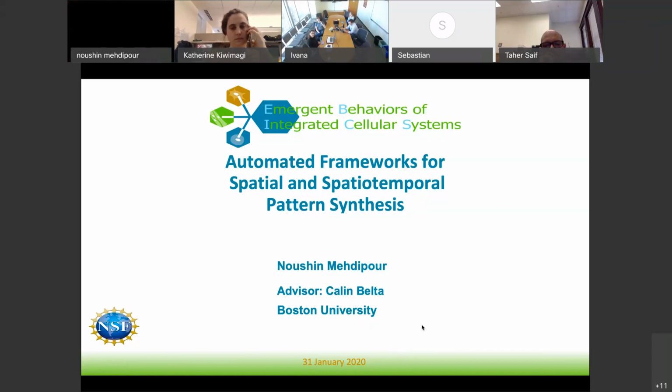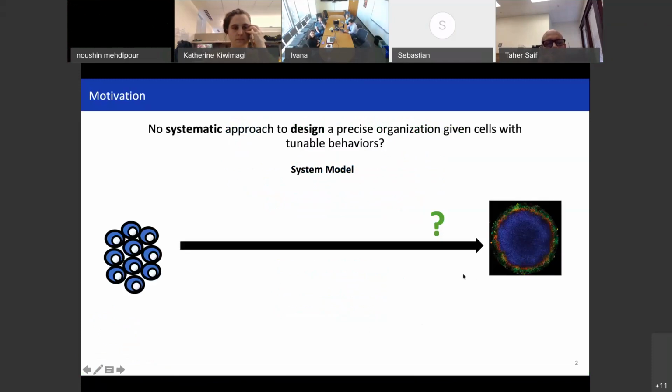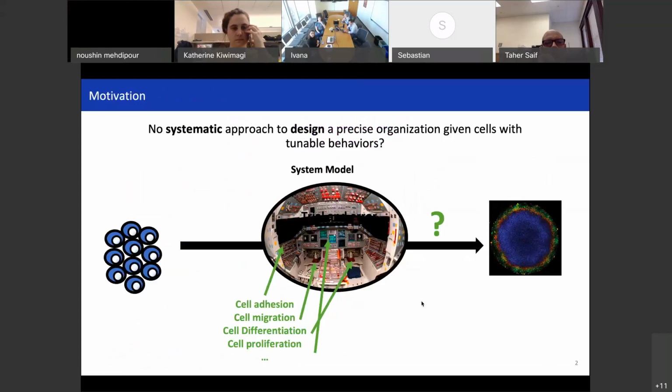I guess our work is kind of different, but also at the same time related to what other people are doing. We are more involved in providing automated frameworks for designing spatial or spatial temporal patterns. Basically, the motivation of the work that we are doing is that there are not enough systematic approaches to design organizations with some tunable parameters.